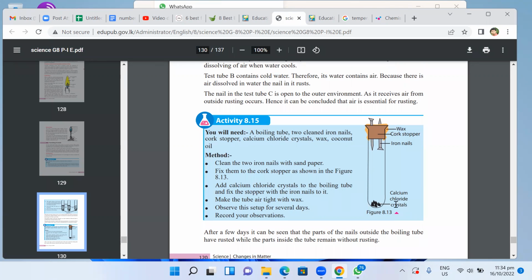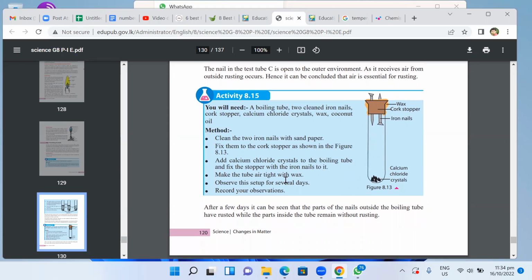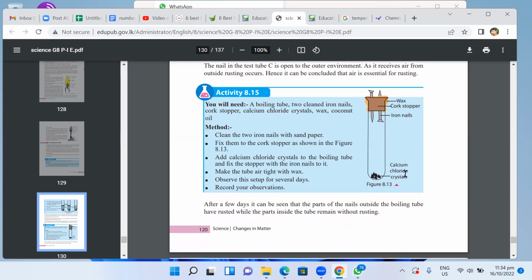Why the calcium chloride crystals? Because, right, when there is calcium chloride, what's the reason for adding calcium chloride there?